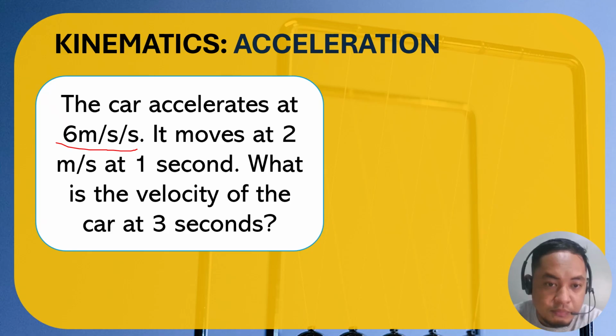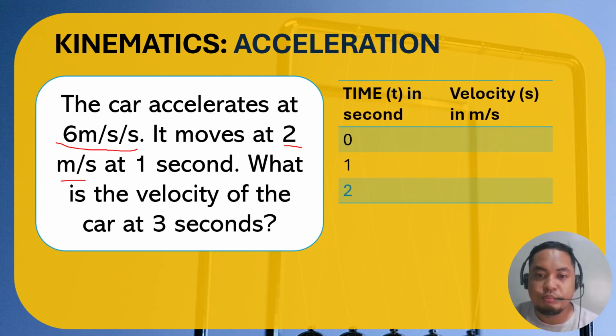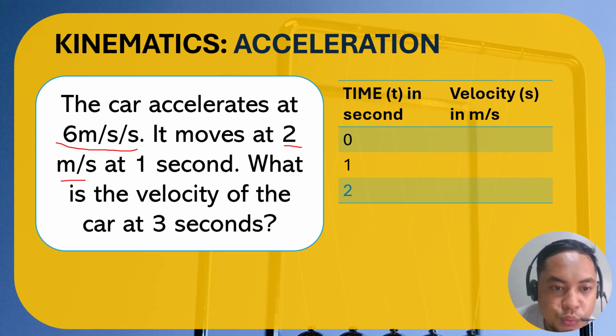And then you have the velocity of 2 meter per second. It moves at 2 meter per second at 1 second. So this is going to be our initial velocity. You have to add 6 to it until you reach 3 seconds. You will determine the velocity of it. Okay, so for example, at 0 second, it moves at 2 meter per second at 0 second.